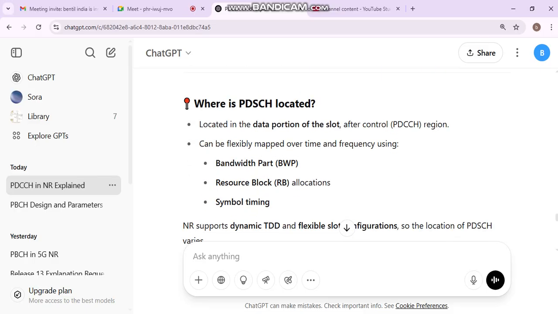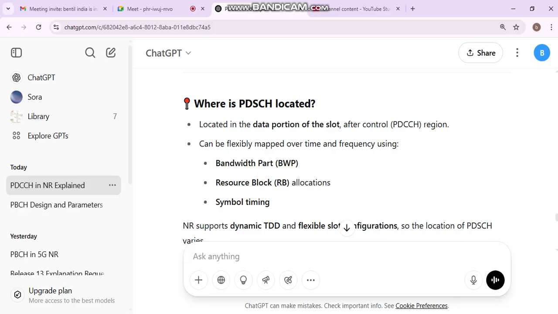So where is PDSCH located? It is located in the data portion of the slot after the control PDCCH region. It can be flexibly mapped over time and frequency using bandwidth part, BWP, resource block allocations, and symbol timing.